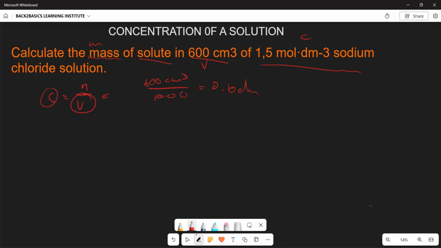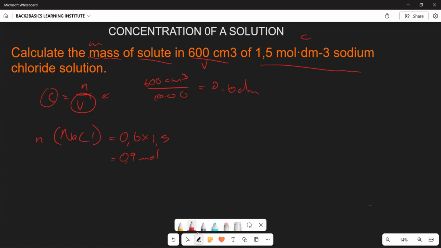Then after that, we come back and say the mole of our sodium chloride, which is our NaCl, is going to be given by 0.6 multiplied by the concentration, which is given as 1.5. And to calculate that, what are you going to get as your mole? The mole that we are going to find there is 0.9 mole.